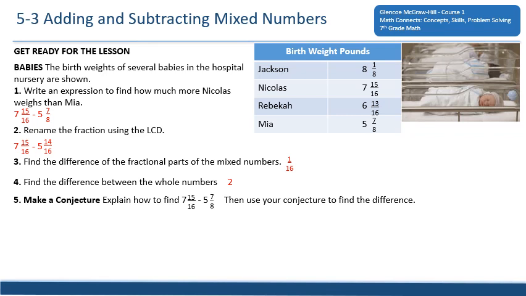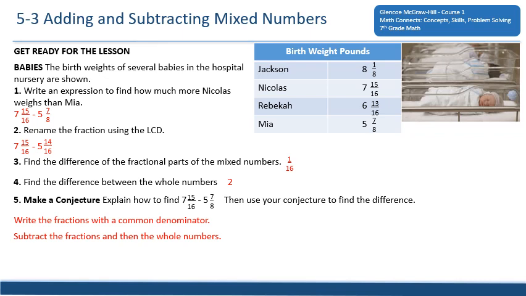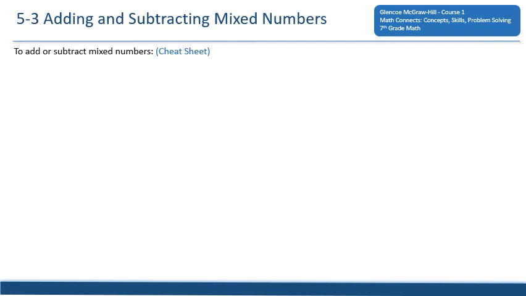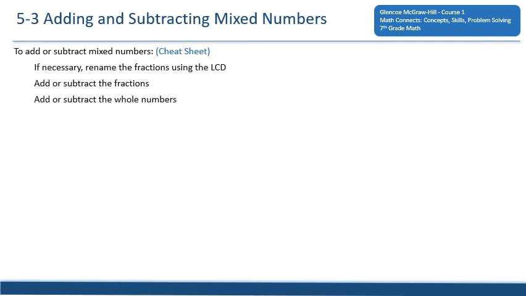Make a conjecture. Explain how to find 7 15/16 minus 5 7/8. Then use your conjecture to find the difference. Write the fractions with a common denominator and subtract the fractions, then the whole numbers. So 7 15/16 minus 5 14/16 equals 2 1/16. To add or subtract mixed numbers, if necessary, rename the fractions using the LCD. Add or subtract the fractions. Add or subtract the whole numbers. Simplify if necessary.